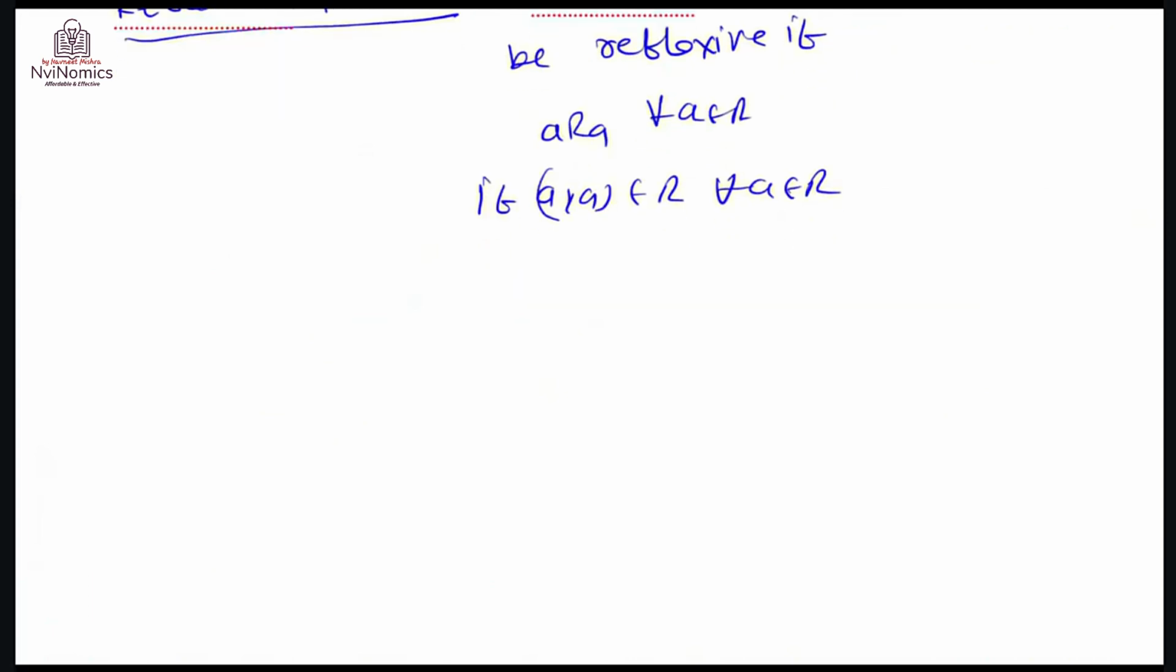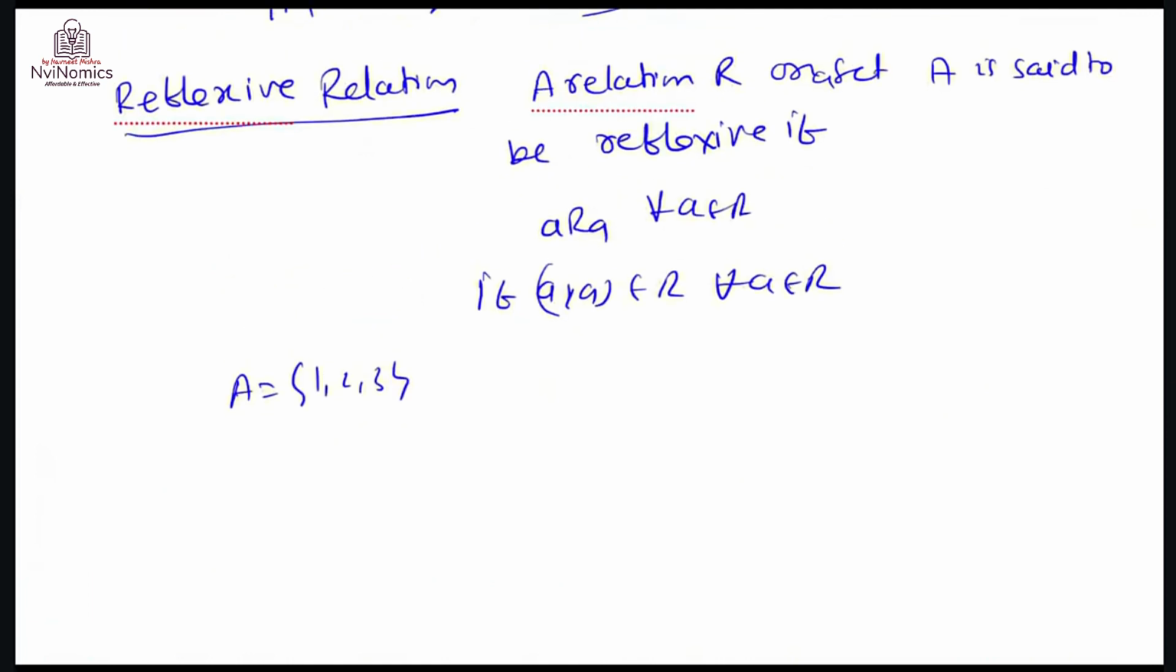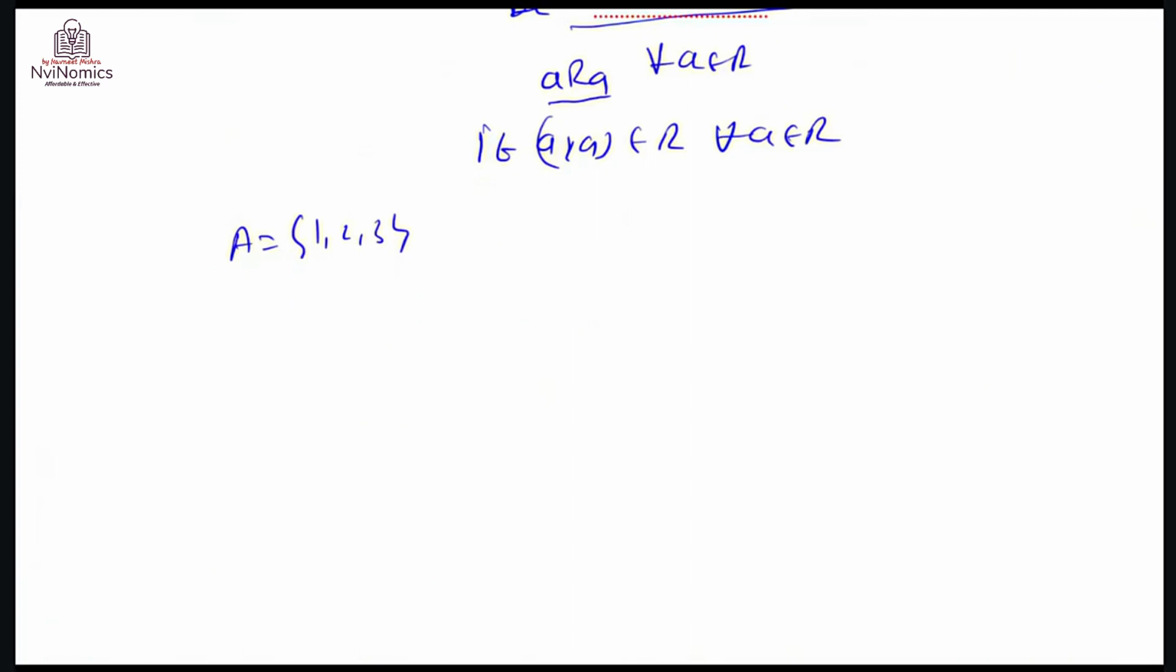Okay, suppose I take A = {1, 2, 3}. This is the set. So what is the definition? A relation R on a set A is said to be reflexive if a is related to a for all a belongs to A. Now I am going to define a relation. So R1 is equal to {(1,1), (2,2), (3,3)}. Here you can see that 1 is related to 1, 2 is related to 2, and 3 is related to 3. So this is going to be a reflexive relation.